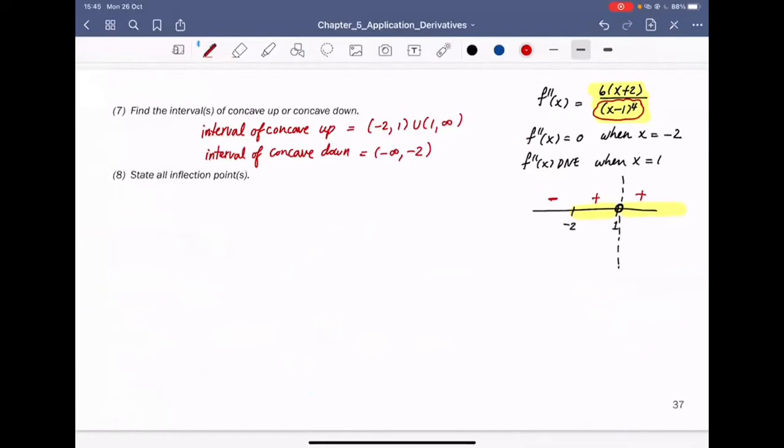Now, state all inflection points. For sure, this is going to be my inflection point. When x equals -2, I need to compute it again. So f of -2 is (-2 squared plus -2 plus 1) over (-2 minus 1) squared. I just plug the number -2 into the function, and what I get is 1/3. It's going to be 3 over 9, which is 1/3. That means (-2, 1/3) is my inflection point.